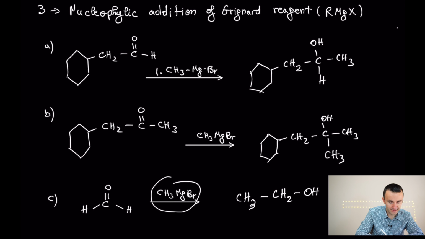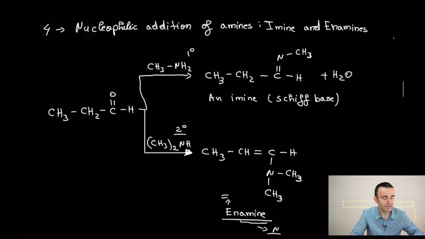So this is the first stage, and the second stage is hydrolysis to remove the Grignard, to remove the magnesium. Let's move further.